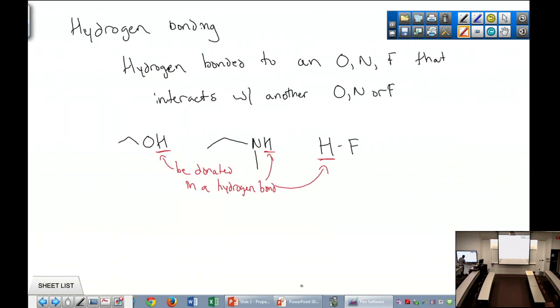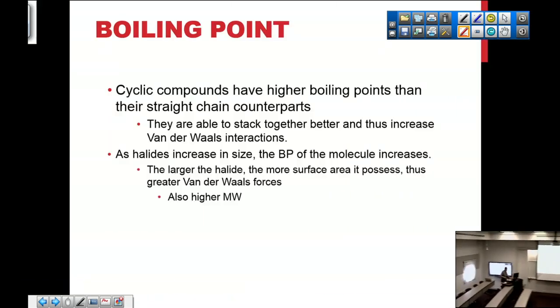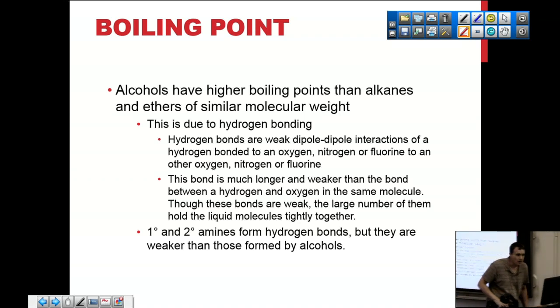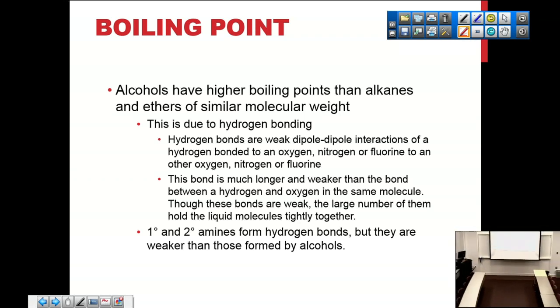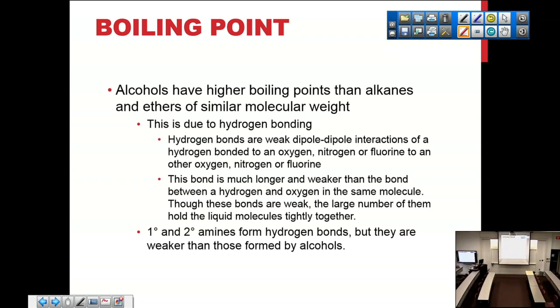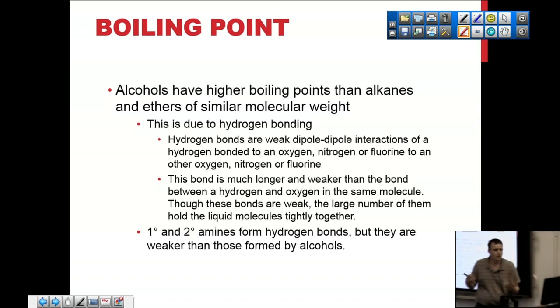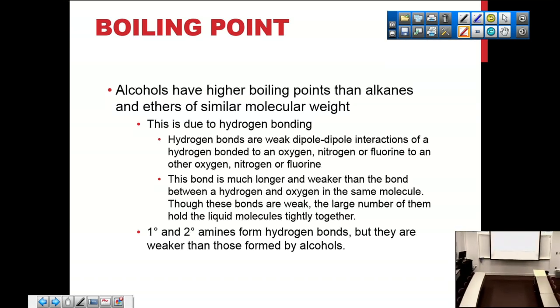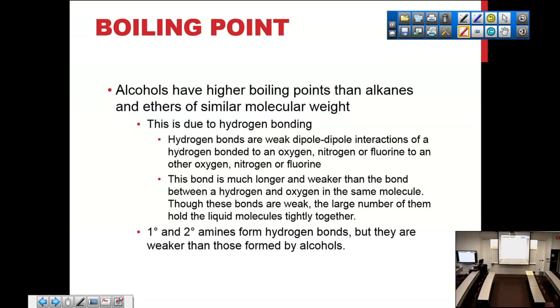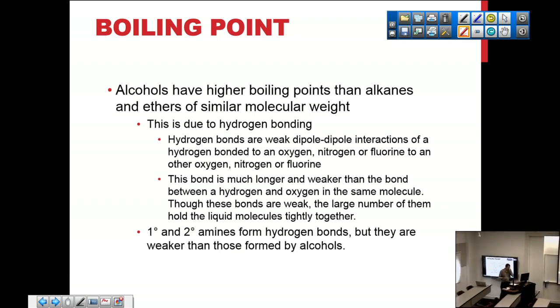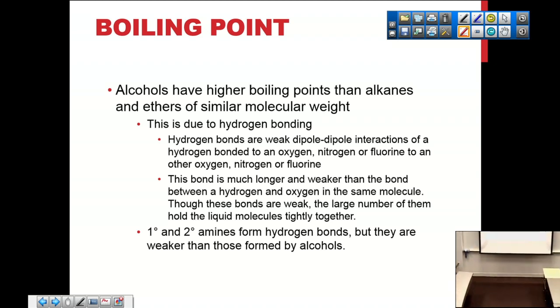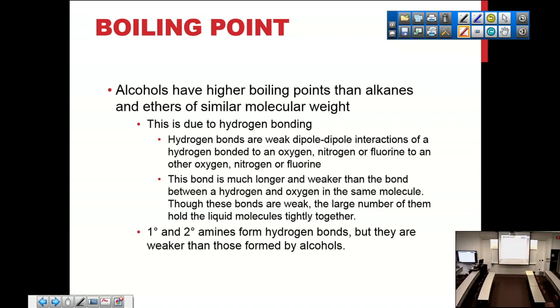Another thing that affects boiling point is hydrogen bonding. If you look at an alcohol and compare it to an alkane or an ether with a similar weight, that alcohol has a way higher boiling point than you would expect. For example, ethanol boils at, let's say, 80. I'm not 100% sure on that. Don't hold me to that.